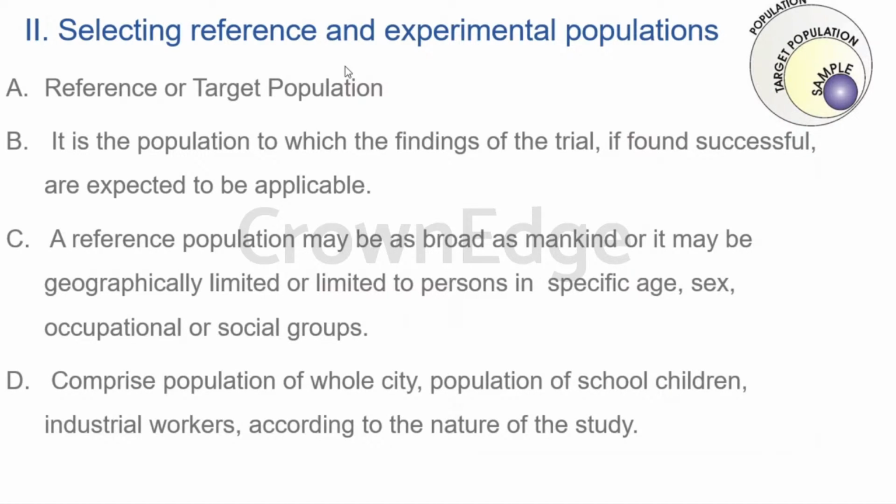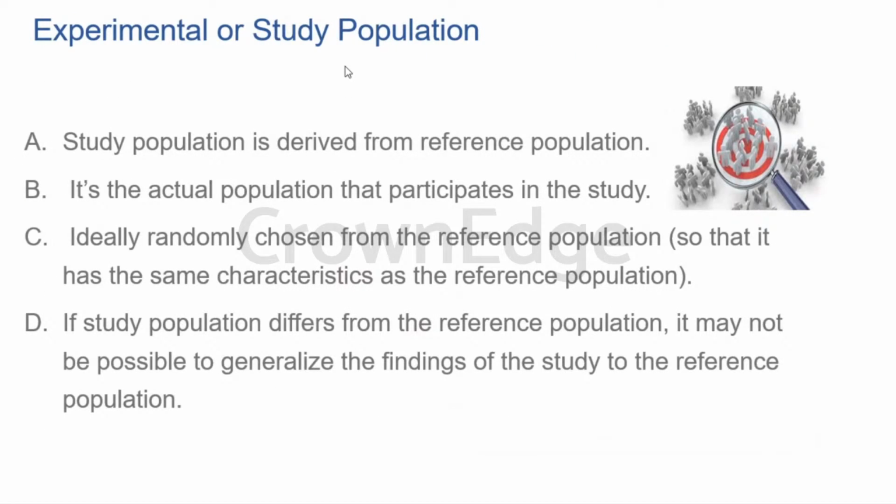A reference population may be as broad as mankind, or it may be geographically limited or limited to persons of a specific age, sex, occupational, or social groups. It may comprise the population of a whole city, school children, or industrial workers, according to the nature of the study. Reference population is your target population. You do not involve the entire population in your study. So we select a small sample from the reference population so that your study results can be directly applicable to them.